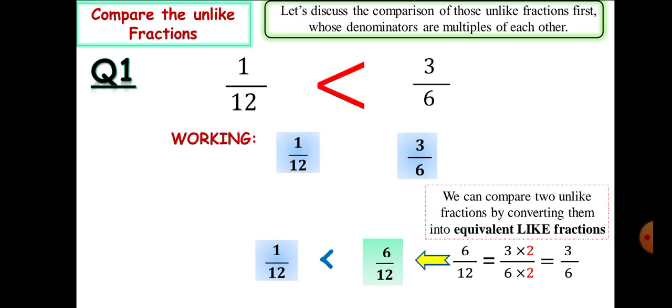Compare the like and unlike fractions. So let's discuss the comparison of unlike fractions. First is where the denominators are multiples of each other. The multiples basically means they come in the table of each other. So 1 over 12 and 3 over 6. First of all, they are unlike fractions.